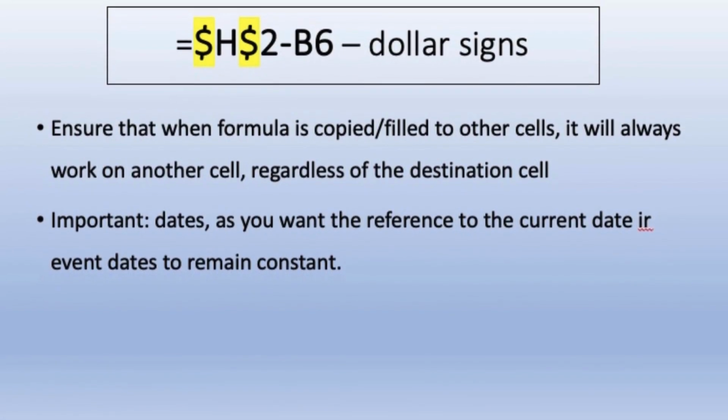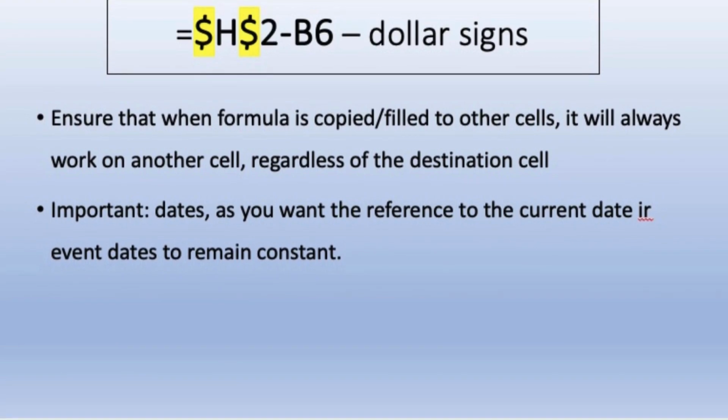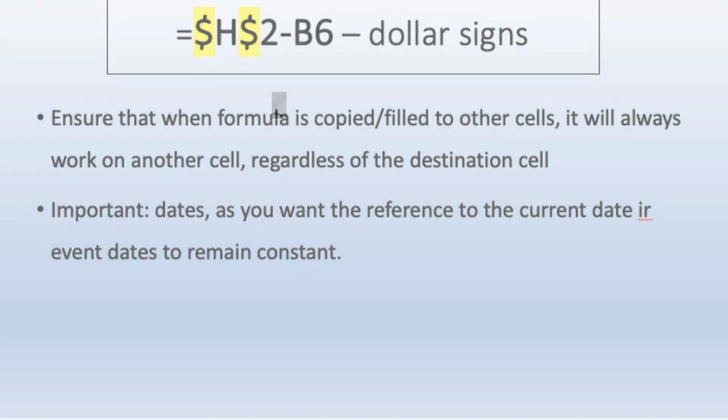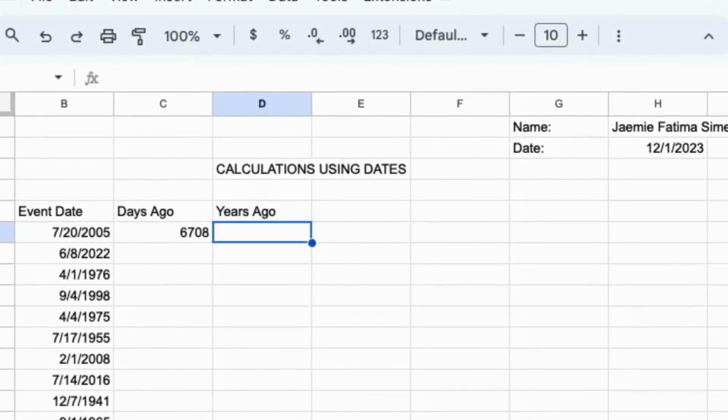The intention of this is likely to ensure that when the formula is copied or filled to other cells, it will always refer to the same cell, regardless of the destination cell. This is important when working with dates, as you want the reference to the current date or event dates to remain constant. Now, let's move on to the years.